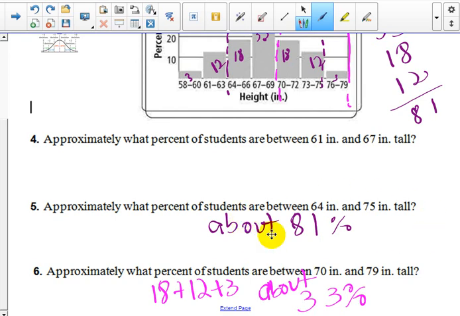So depending on how you read things, I got about 81. You might have had 82%. Both of them are acceptable. Remember, in a test, you would just choose the one closest to your answer. And then for number 6, about 33. And in my book, I had 32 when I worked it before. So 32, 33, somewhere.